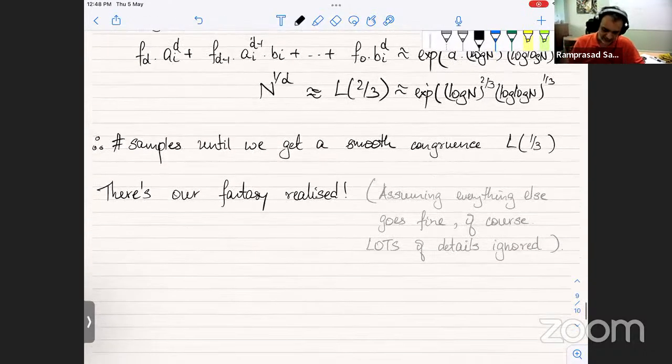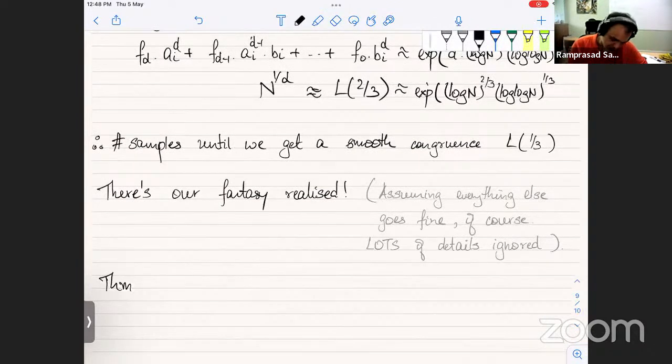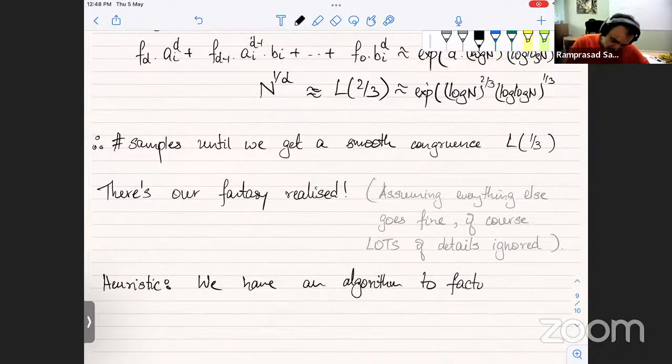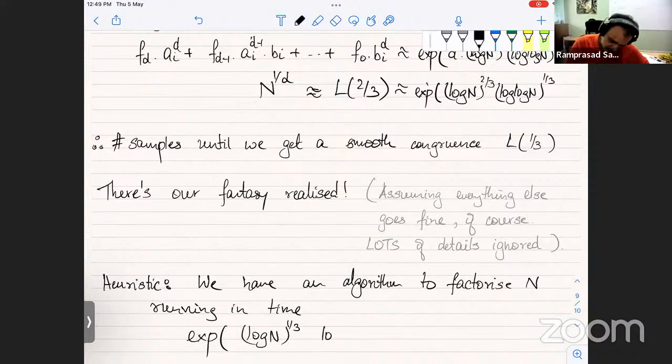The theorem that I just want to end with is not really a theorem because everything is a heuristic. Let's say the heuristic is that we have an algorithm to factorize n running in time exponential in log n to the 1 by 3, log n to the 2 by 3.